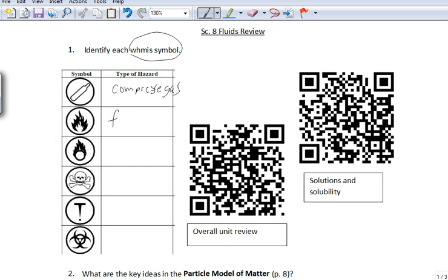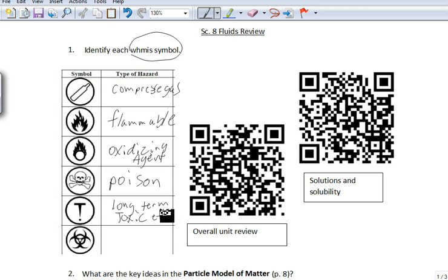This one is flammable. This one is oxidizing agent, which means it has a high amount of oxygen and therefore could start a fire. This one is poison. This one is long-term toxic effects, and this one is the biohazard.